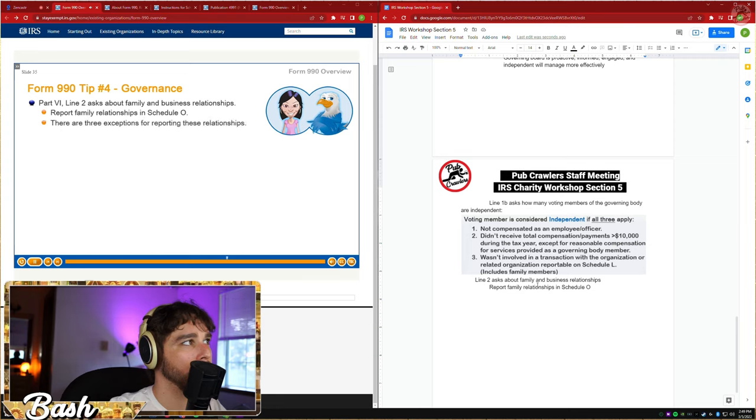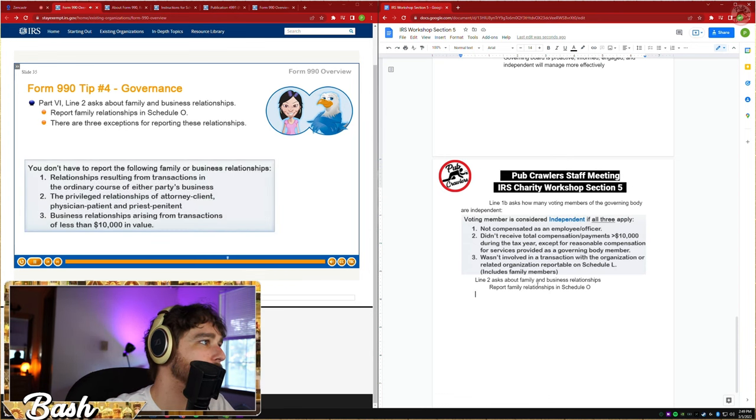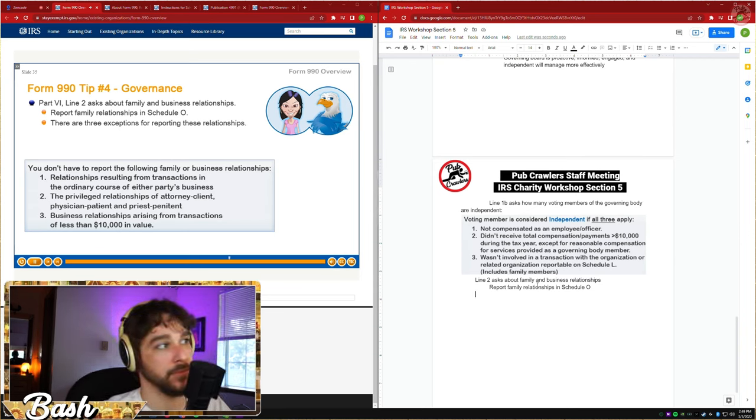There are 3 important exceptions that should significantly reduce the number of business relationships you need to report in Part 6 and Schedule O. First, relationships resulting from transactions in the ordinary course of either party's business, like a fair market sale of goods or services. Second, the privileged relationship of attorney-client, physician-patient, and priest-penitent. And third, business relationships arising from transactions of less than $10,000 in value.